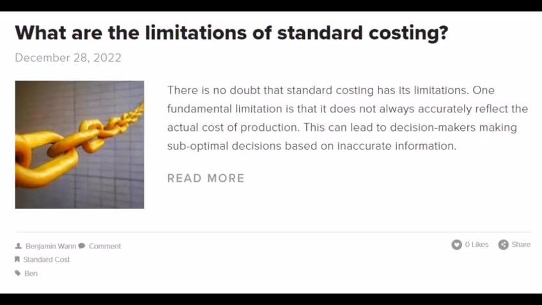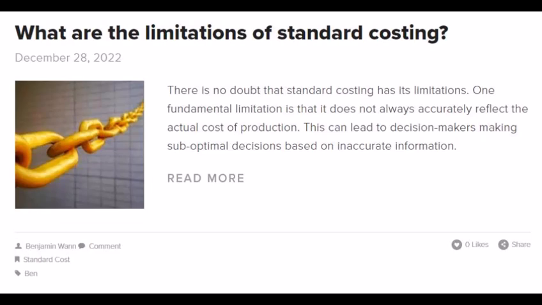1. Standard costing can be inaccurate. Standard costing is a method of allocating costs to products or services. It involves setting a standard price for each output unit, and then calculating the actual cost based on that standard. While standard costing can be helpful in some situations, it can also be inaccurate. This is because it doesn't consider all factors that can affect the cost of production, such as changes in material prices or labor costs. If standard costing is used when costs are changing rapidly, it can lead to decision-making based on outdated information. This can ultimately cause losses for the business.